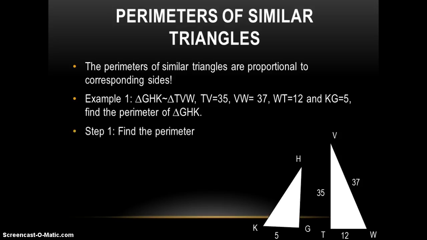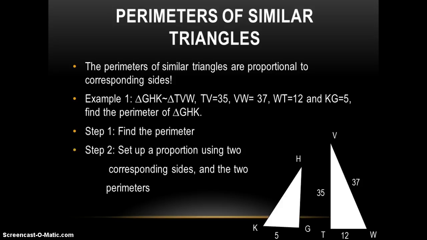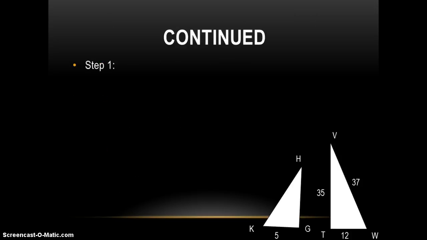For this problem, we're going to first find the perimeter, and then we're going to set up a proportion using two corresponding sides and the two perimeters. And then we're going to cross multiply and solve. So first we're going to find the perimeter of TVW because we have our three lengths that are known. So we have 35 plus 37 plus 12, which equals 84.